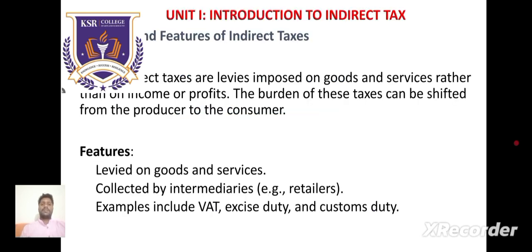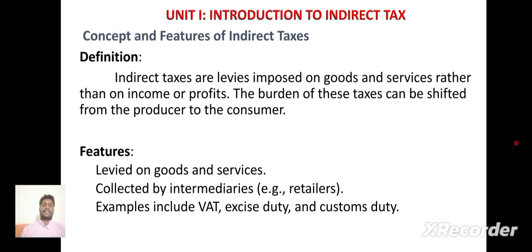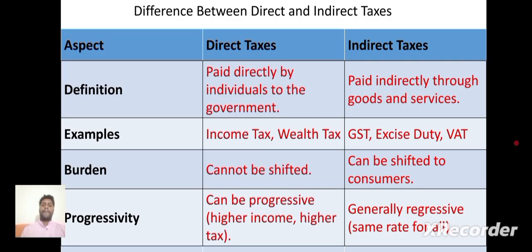Now we discuss indirect taxation. Introduction to indirect tax: concept and features of indirect tax. Definition: indirect taxes are levies imposed on goods and services rather than on income or profits. The burden of this tax can be shifted from the producer to the consumer. Features: levied on goods and services, collected by intermediaries, for example retailers. Examples include VAT, excise duty and customs duty.